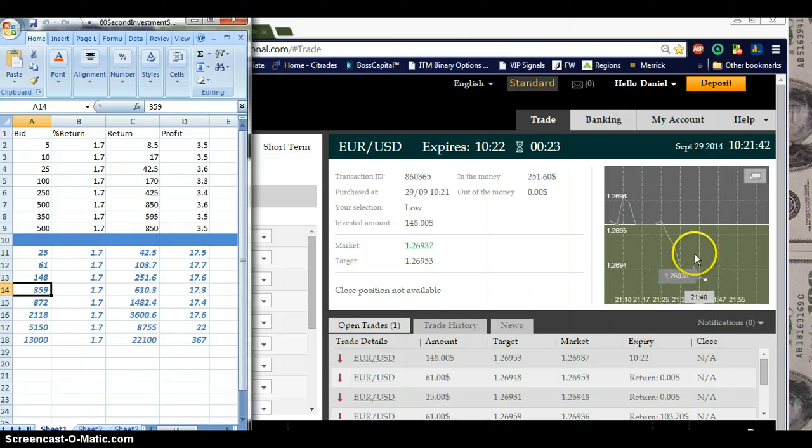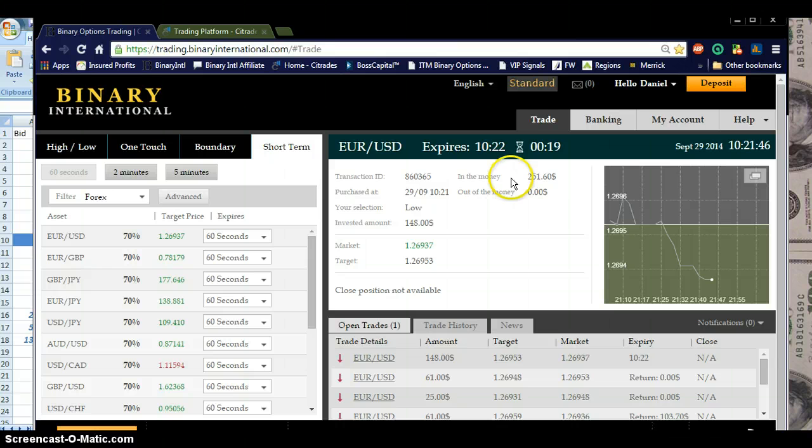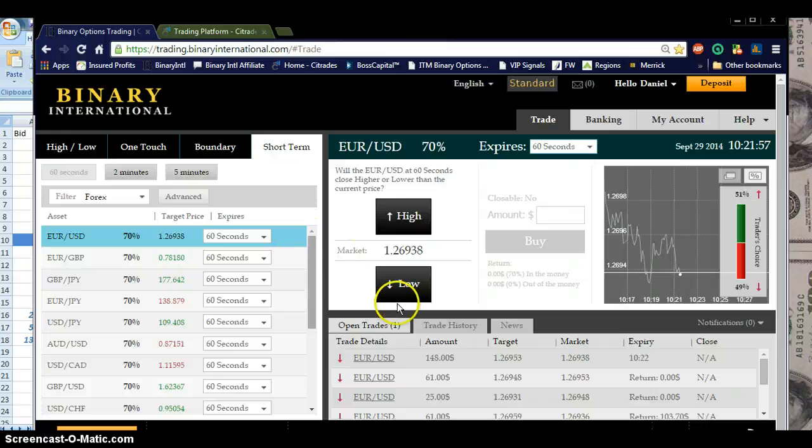Looks like we're well in the money on this one so far, but we may not be. But if we are, looks like we are. If it stays there, I'm going to go ahead and get ready for recovery. Hopefully it doesn't pop up. And on the minute, I'm going to go ahead and do a 25 low buy on the minute.